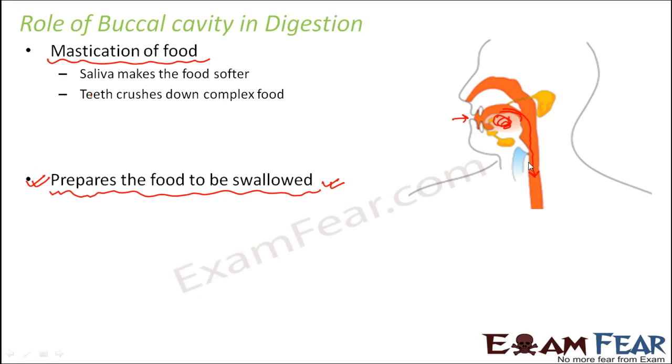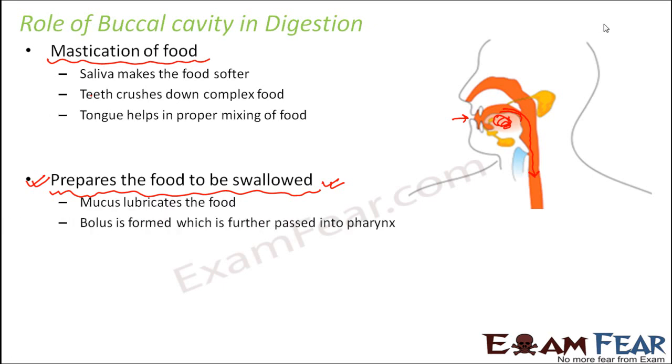Let us suppose you have taken a bite of a sandwich. Now inside your mouth it is being mixed with the saliva, it is being broken down by the teeth. So all together whatever you have eaten, whether it was a cucumber or an onion or whatever, everything gets mixed up and it is almost like a ball of food. So that ball is given the term of bolus. Mucus, as I said, lubricates the food. Bolus is formed which is further passed into the pharynx.